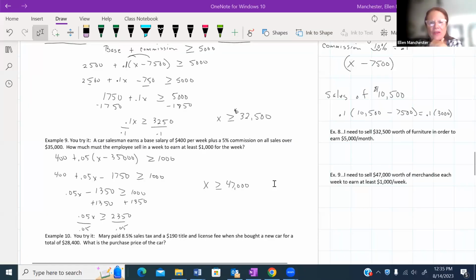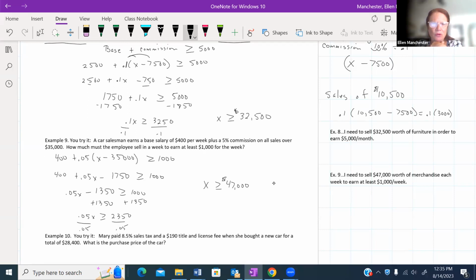Okay, here we go. Let's see how you did. So is that what you got? 47,000? Let's make sure you set it up right. Base salary of 400, commission is 5% over 35,000. So here's your 0.05, and here is your x minus 35,000, because again, it's everything over the 35,000. And then it has to be at least, so greater than or equal to 1,000.